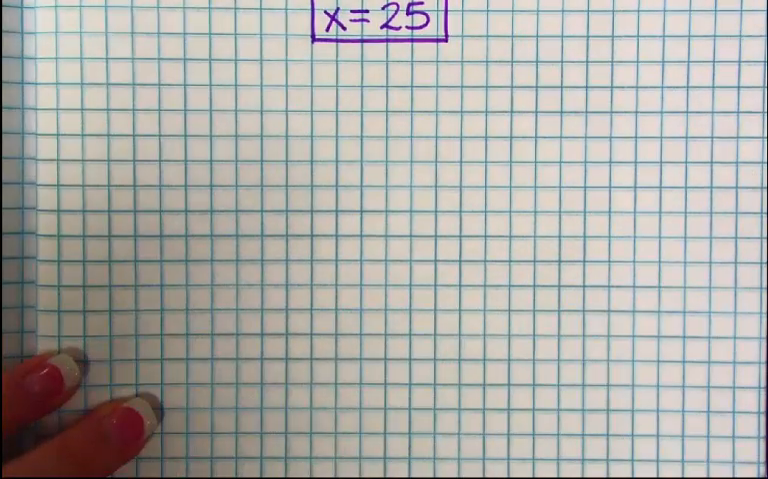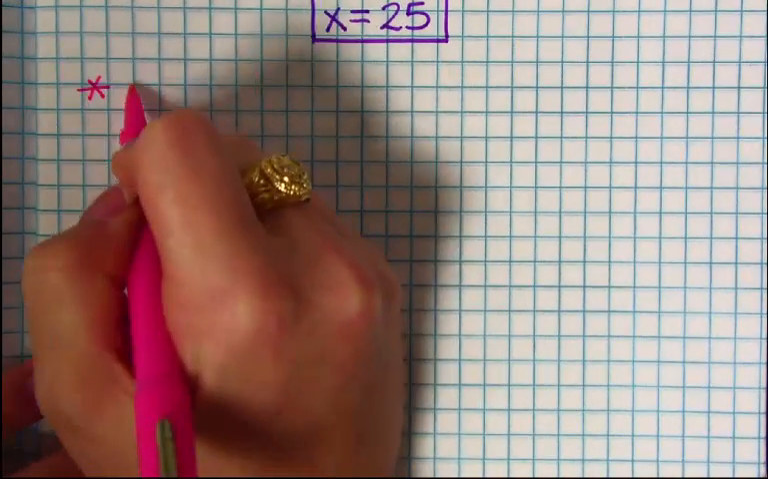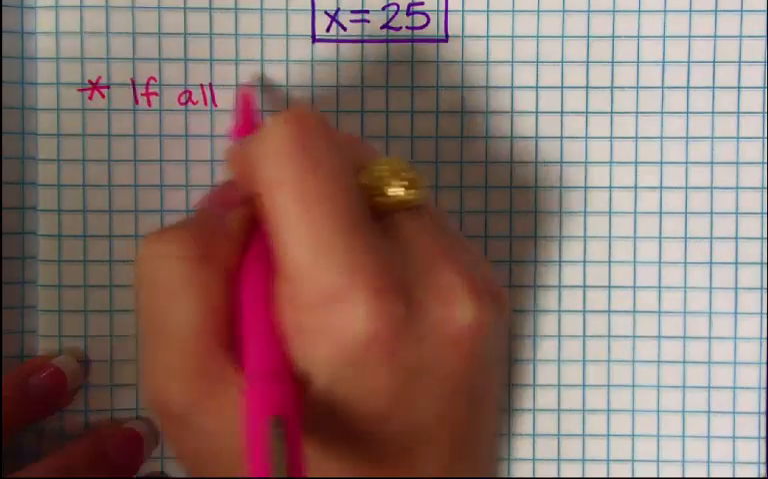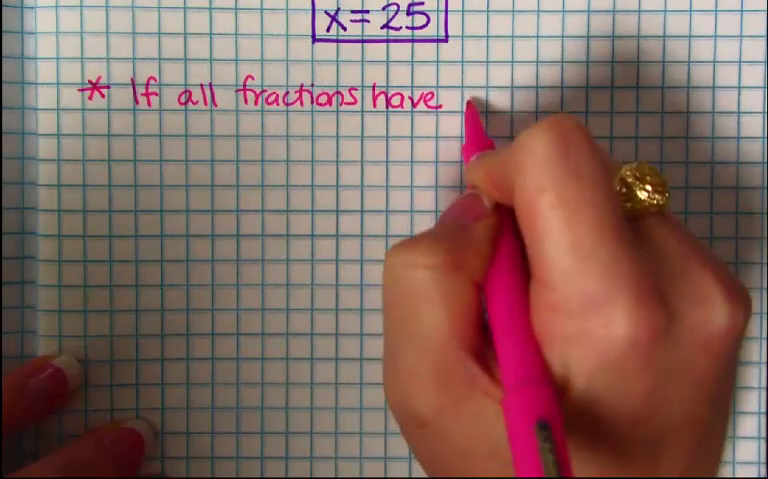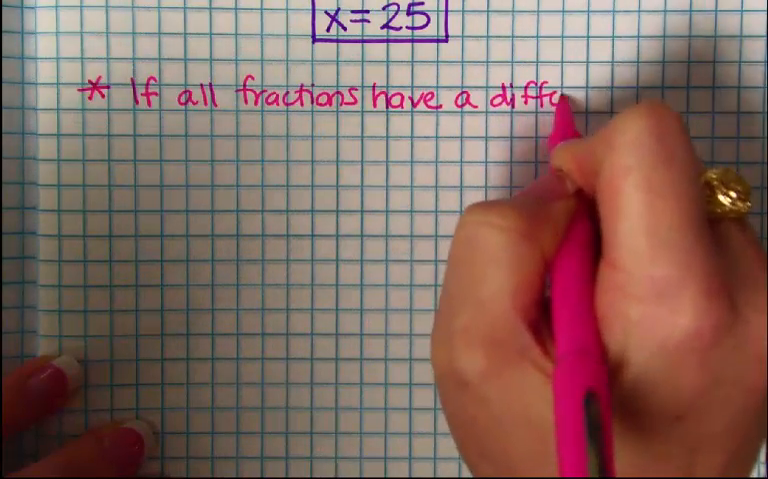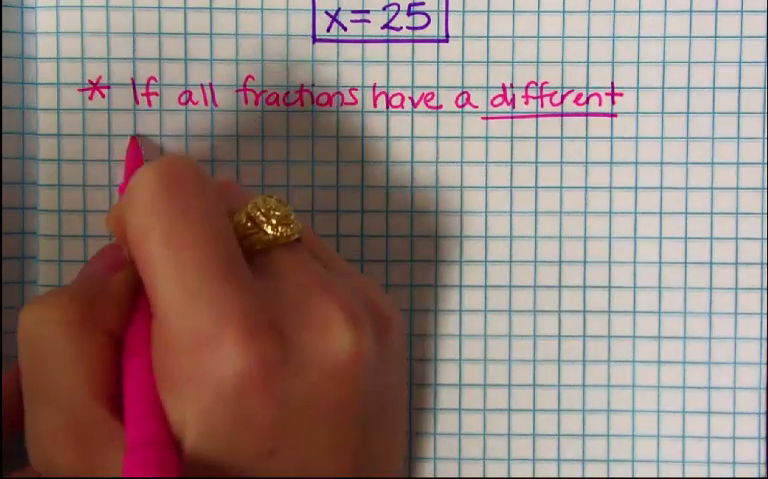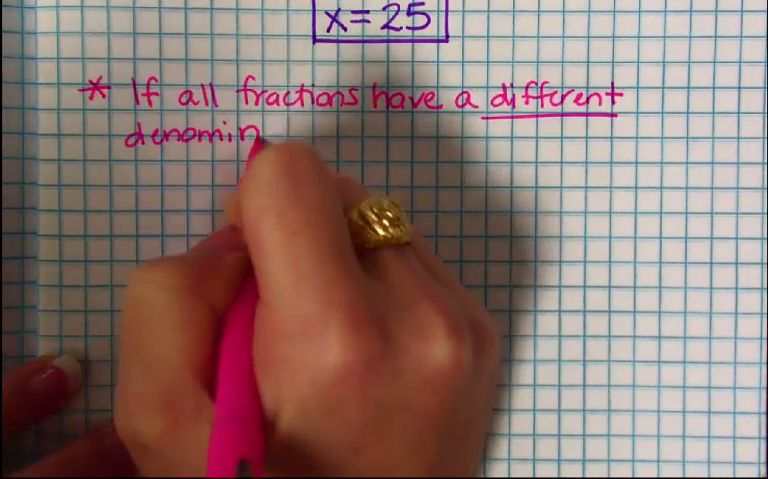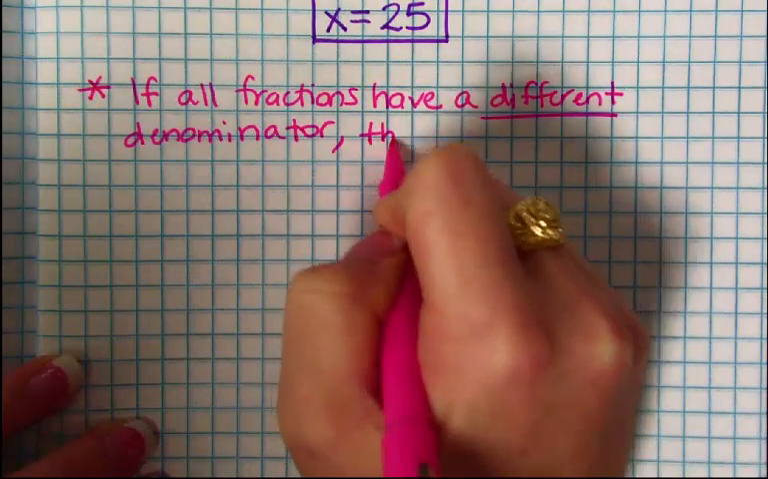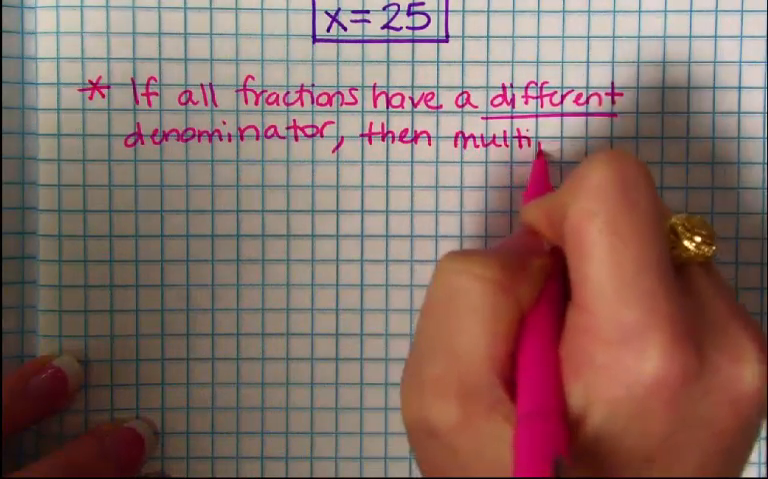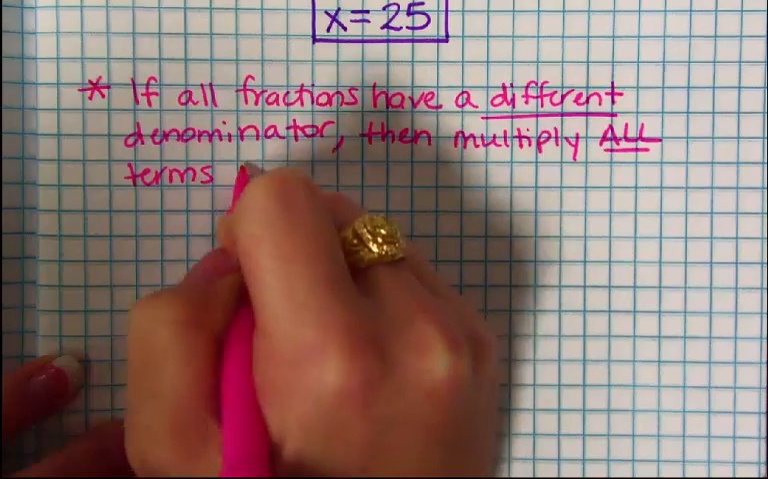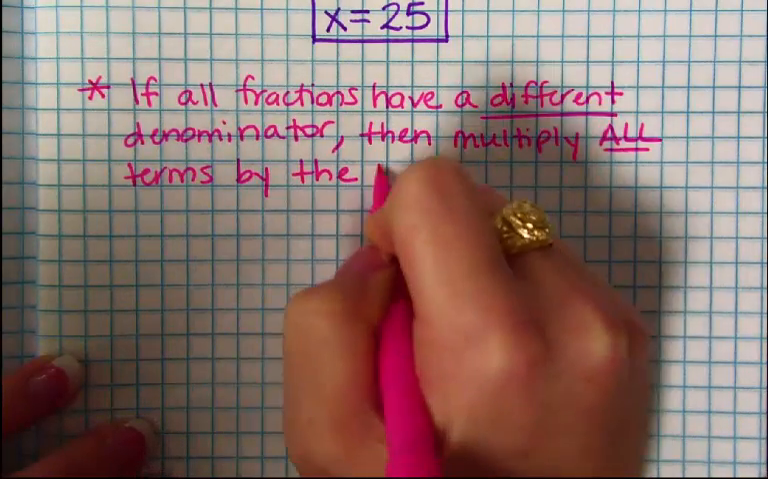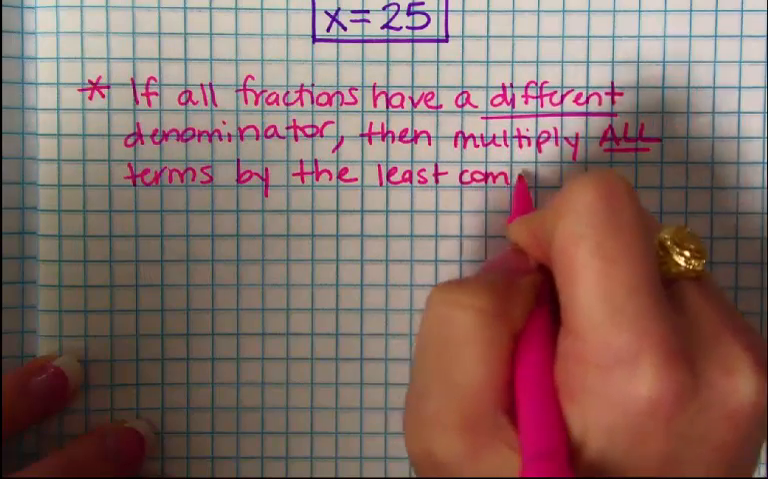Now I told you that you could also have the situation where all of your denominators are different. If all fractions have different denominators, then you're going to multiply all terms by the least common denominator.